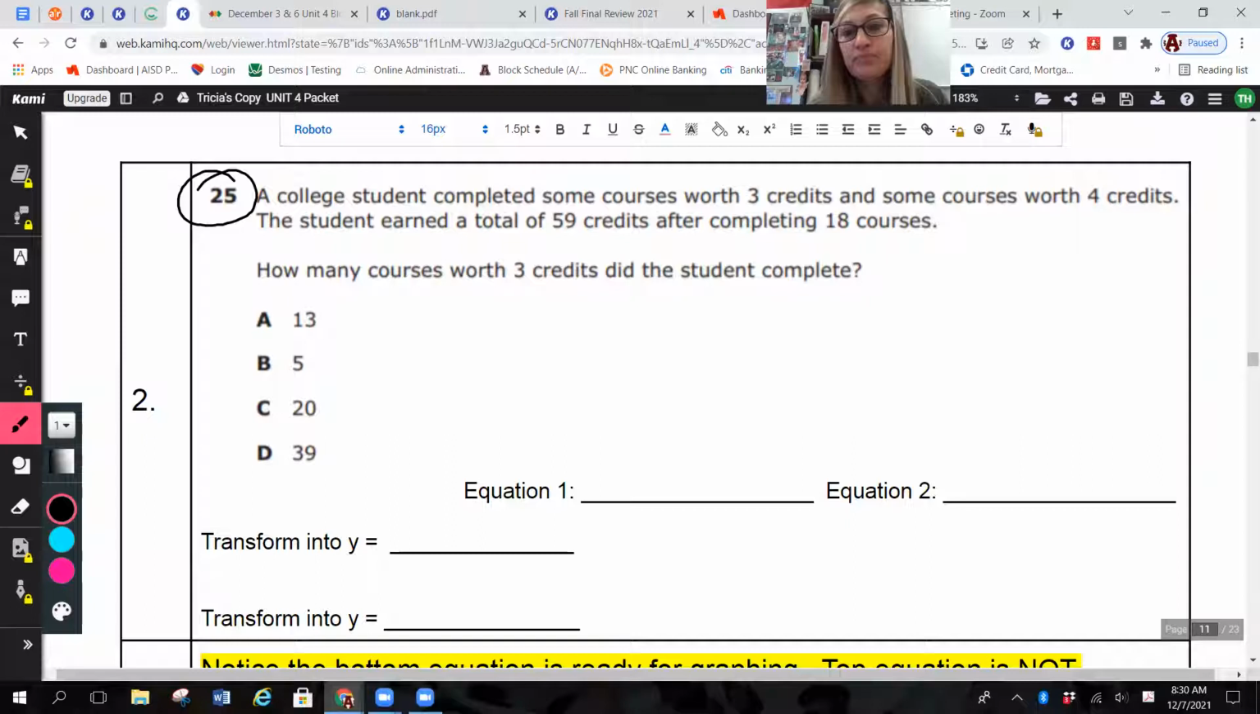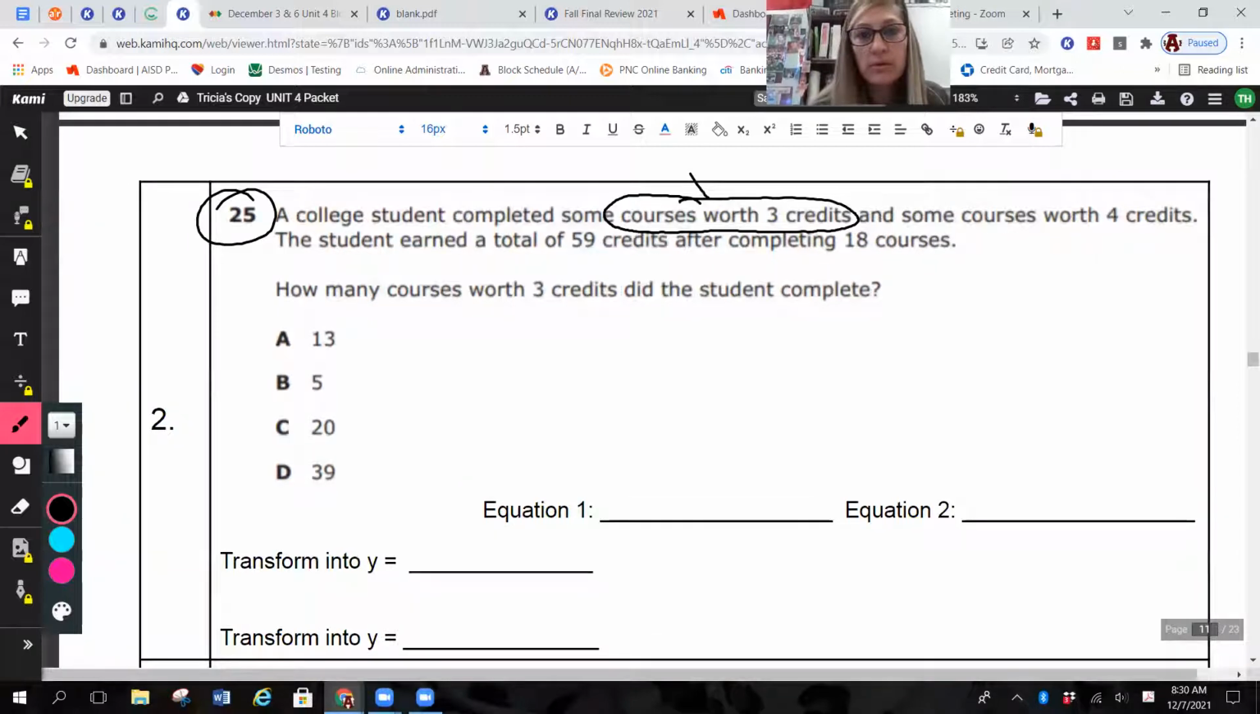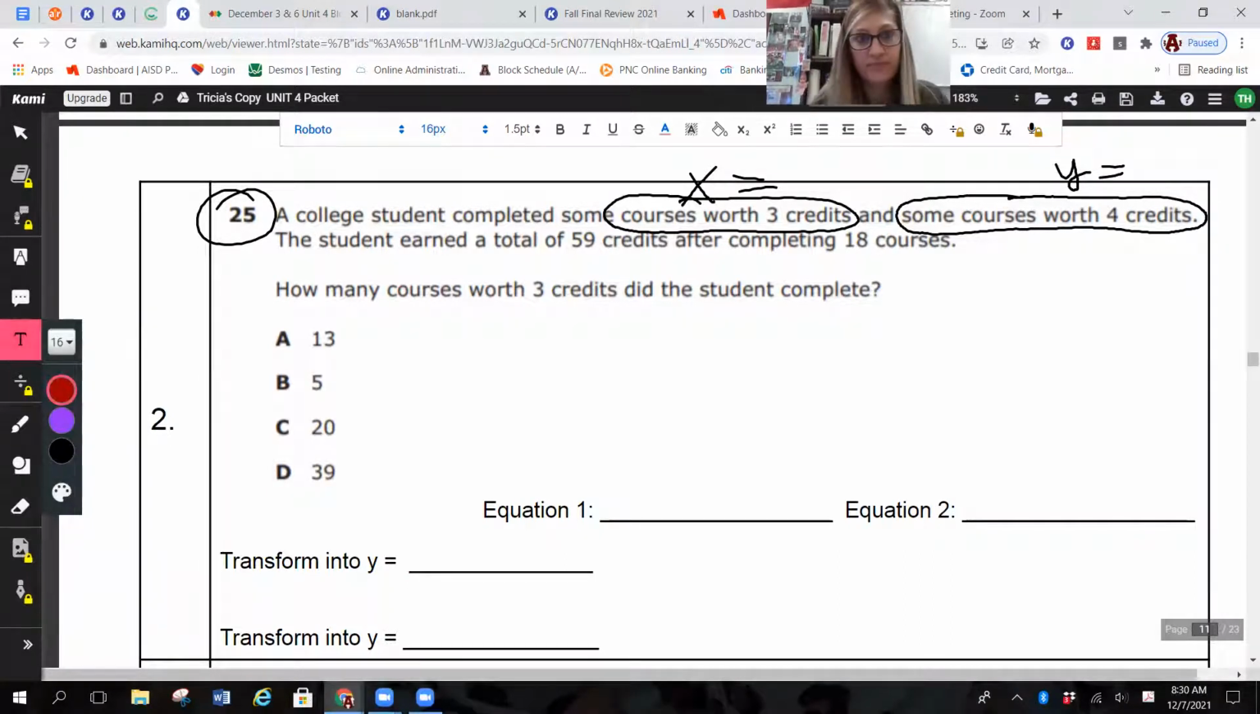Okay, here we go. We're going to let courses worth 3 credits equal x. Courses worth 4 credits equals y. So we're defining our variables. Usually that's the first thing I have on every word problem: define your variables. X represents courses worth 3 credits. Y represents courses worth 4 credits.